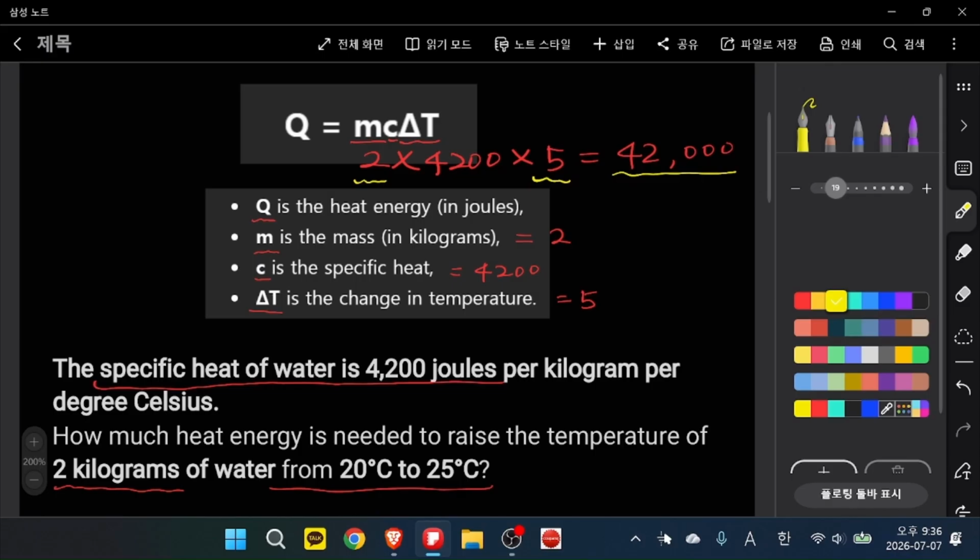Notice something important. If the mass is larger, you need more heat energy. If the temperature change is larger, you also need more heat energy. And if the material has a higher specific heat, more heat energy is required.